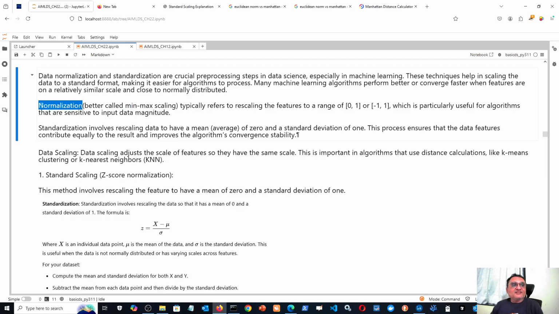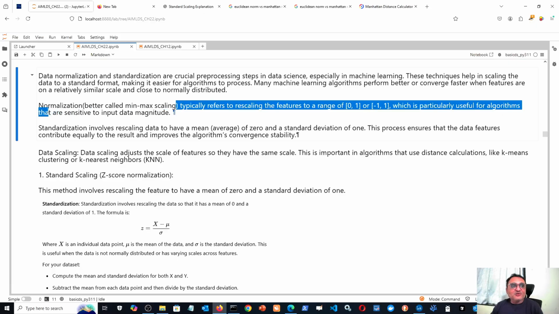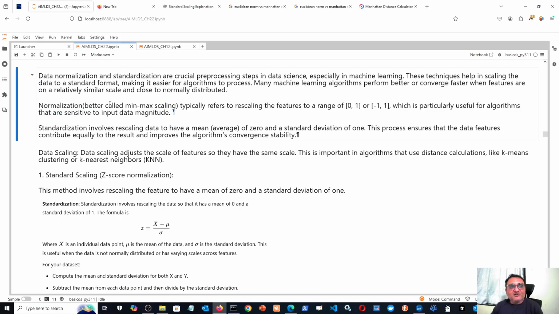Now normalization, which is better called min-max scaling. Better is written here because many people use the word normalization for min-max scaling. That's why I have written it. But I personally do not prefer to use the word normalization when I am doing something column-wise to the data set. So I will prefer to use min-max scaling and standard scaling, right?